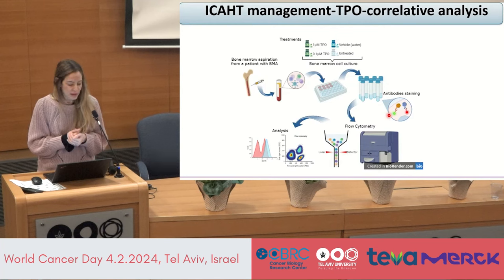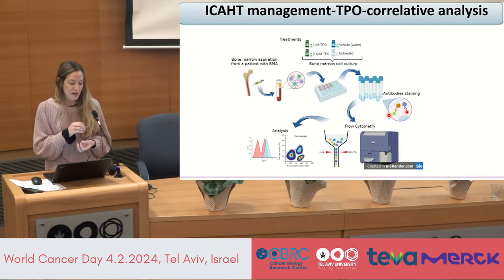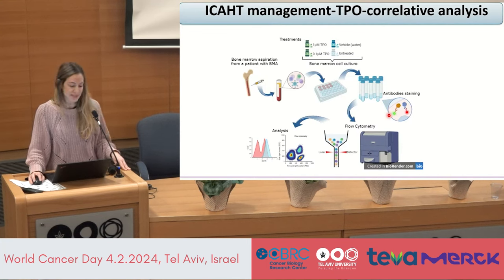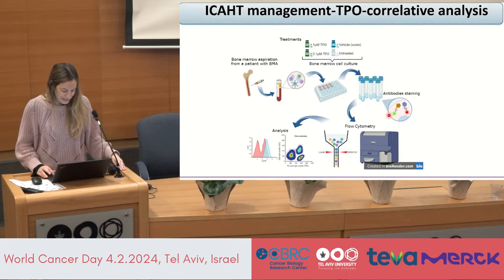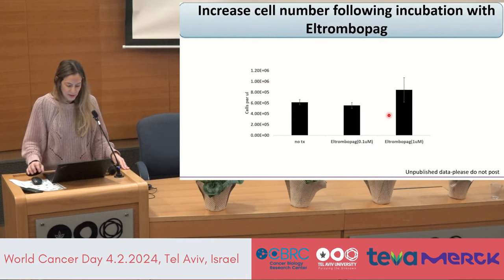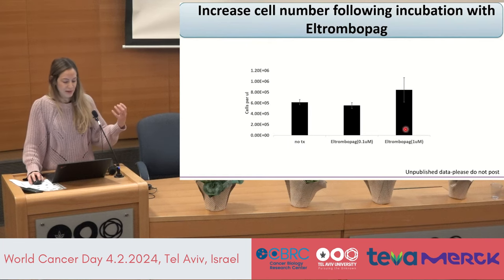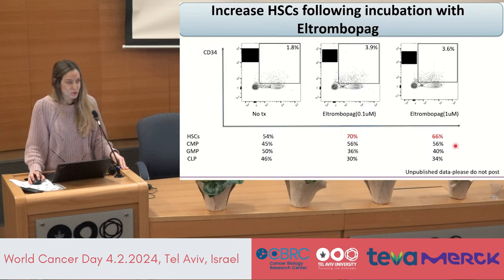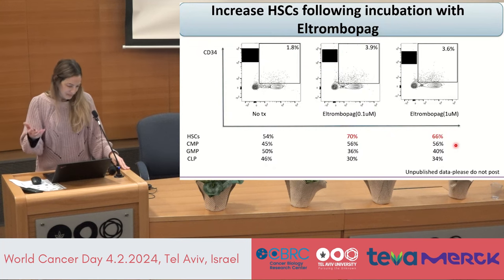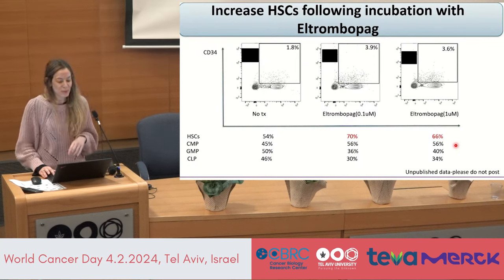I'll give you an example. One of the things we are doing is taking the bone marrow aplasia prior to eltrombopag administration, then incubating it ex vivo in the presence of TPO receptor agonists, and looking at the different hematopoietic stem cells that rise after this incubation. So, for example, in this patient, after his cells are incubated in the presence of eltrombopag, we can see a rise in the cell numbers. And when looking at the different hematopoietic stem cells, we can see that the eltrombopag did induce a rise in his hematopoietic stem cells. And this could be the reason for the enhanced neutrophils and platelets, although the platelets are the more obvious, but the neutrophils that we see in our patients.